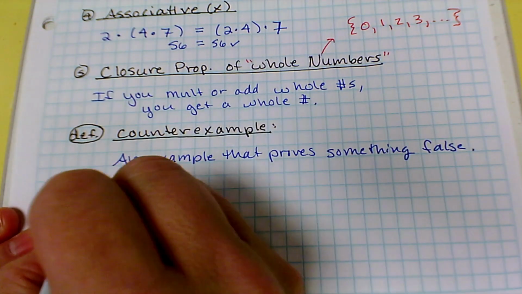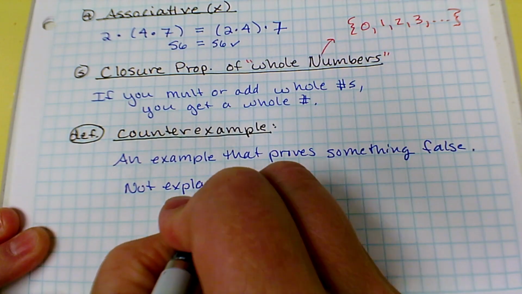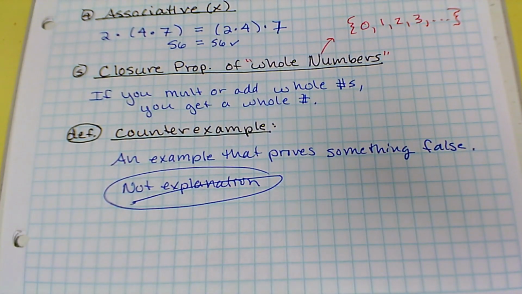A counterexample is not an explanation. It's just an example. So, an example of a statement I could make is all high school students have a dog. So do any of you not have a dog? Raise your hand. There's my counterexample. She says, I don't, and that means what I said is now untrue. That's a counterexample.